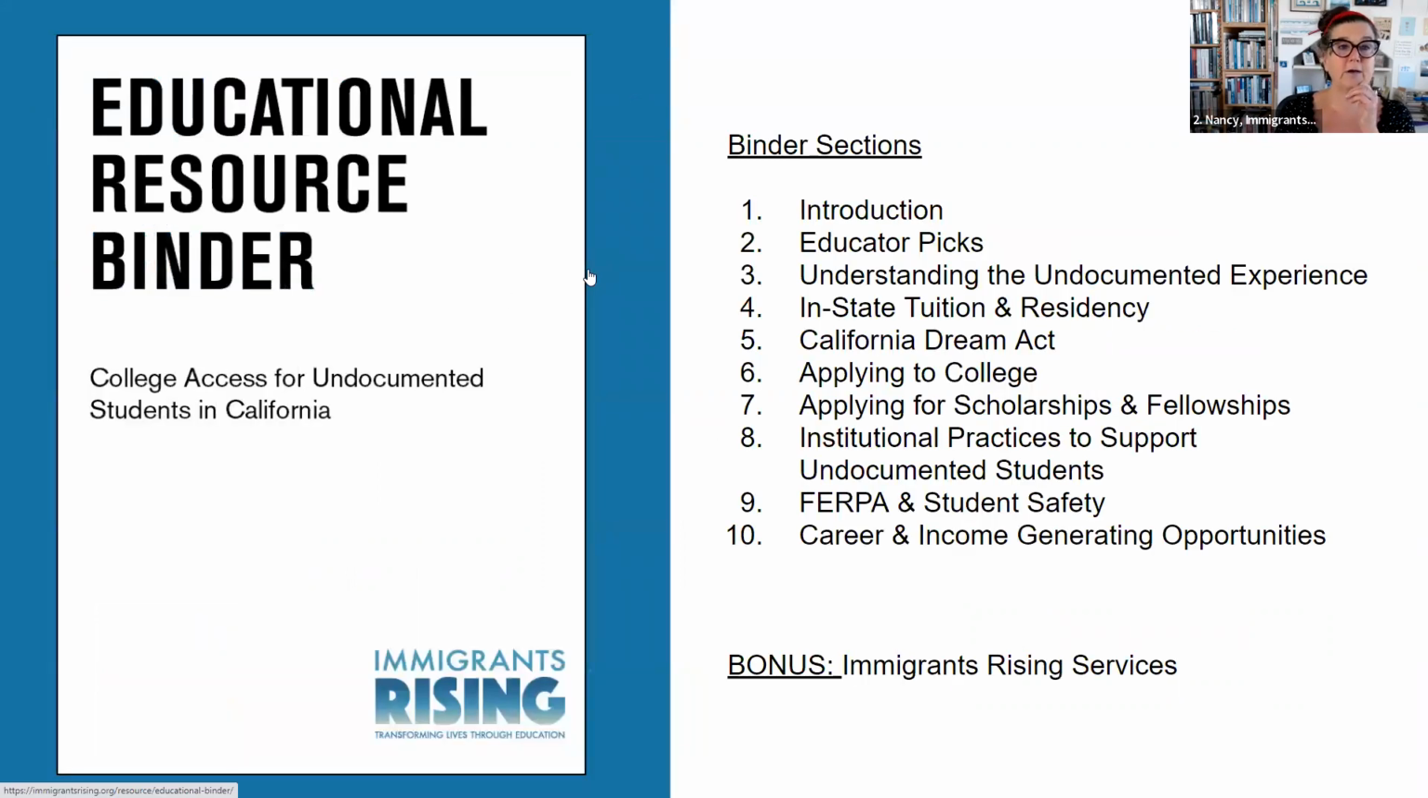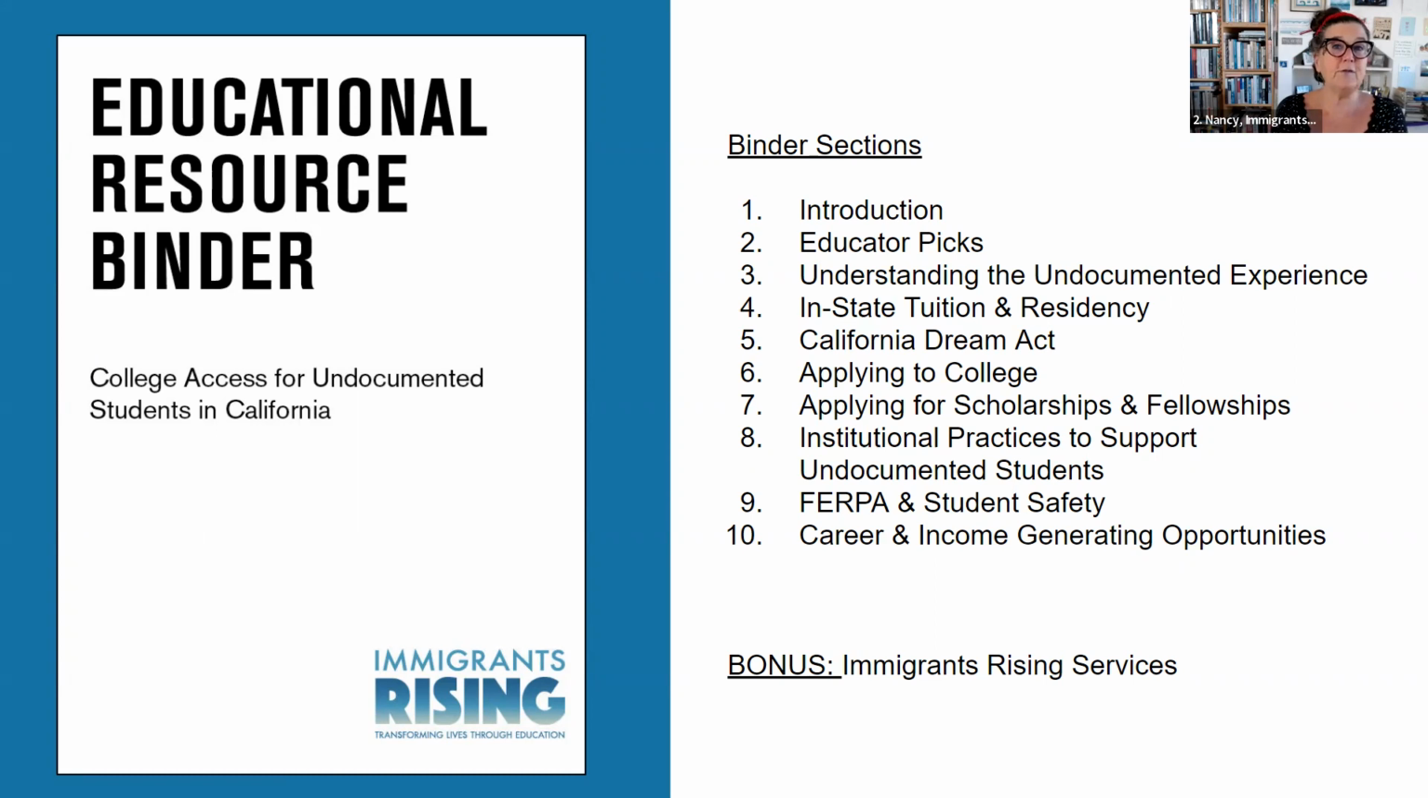Also wanted to point out our educational resource binder. If you've been like, wow, there are so many cool resources that Immigrants Rising has, I didn't even know, you can get your own educational resource binder for free. It's downloadable, and you can either print it yourself for free, or you can download it and keep it right on your favorites so that you can get right to the resources that you need. There are all these different sections: educators picks, understanding the undocumented student experience, in-state tuition and residency, the California Dream Act. Madeline worked on some great guides around the CSU and UC applications, which we update each year.